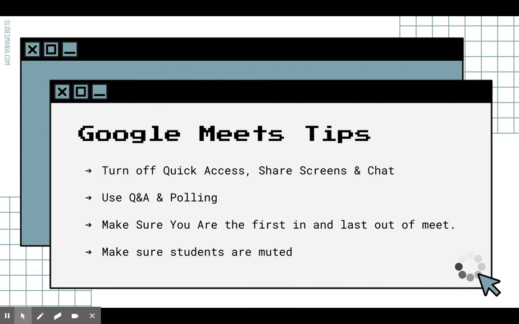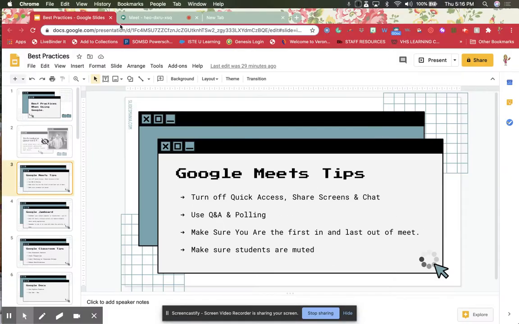We want to make sure that we're turning off quick access to ideas like sharing screens and the chat feature. We also want to use the Q&A and polling feature. And we also want to make sure that we are the first ones into the Google Meet and the last one out. And we want to make sure that our students are muted. And I'm going to show you how to do all of those things. So let's go into Google Meets.